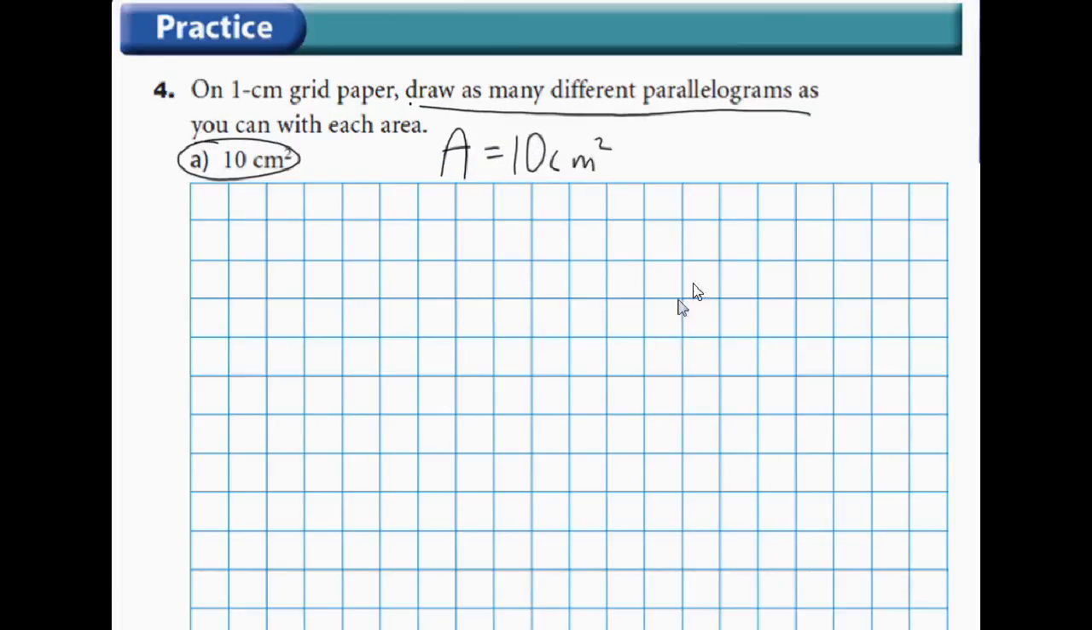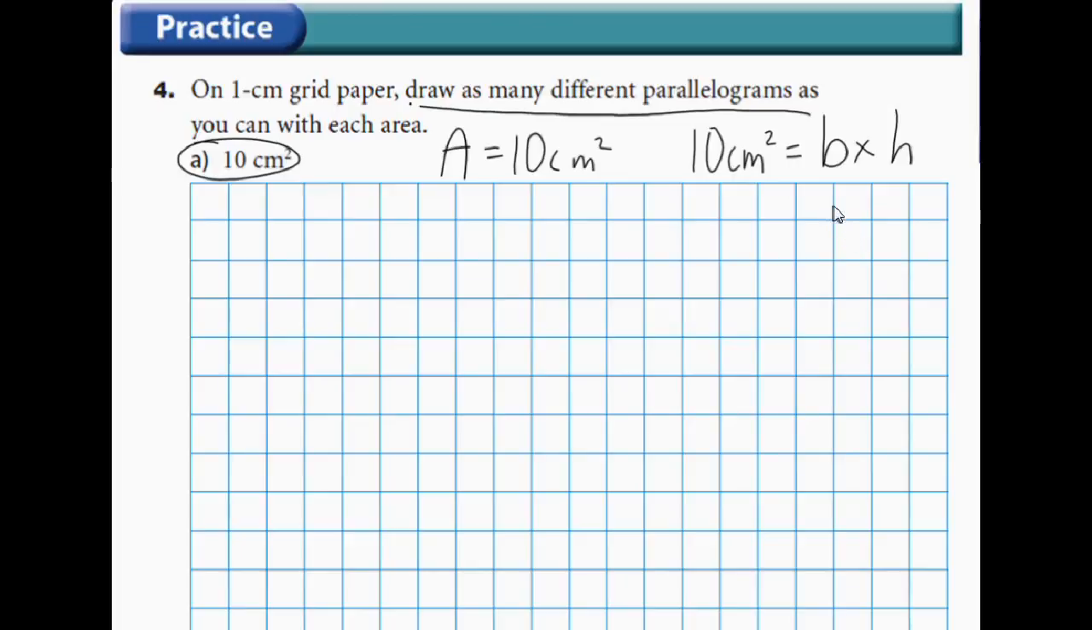Well, what does that mean? Let's say we write it out like this. 10 centimeters squared, that's our area. Well, we know that the area has to equal the base times the height. So basically we're saying, what two numbers can multiply to 10? That could be our base and our height. Well, then we're talking about the factors.